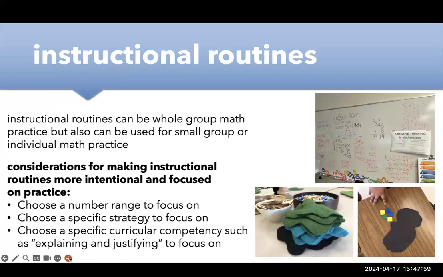Same with instructional routines. It's about the language that we use. Instructional routines are really about whole group practice in developing both content knowledge and competency development. And we can take what we're doing in that whole group practice and then use that in small group or individual practice as well.